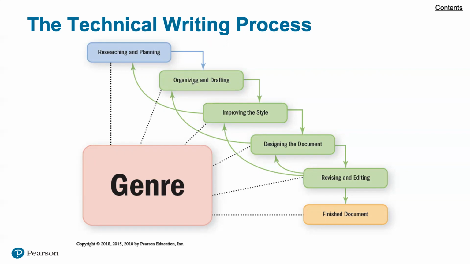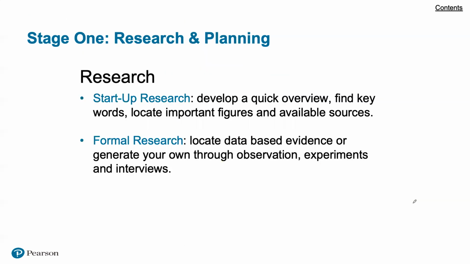Come up with an outline. Then you could have various drafts. You can then try to improve the style. What is the way that you could be communicating these ideas that would be most effective? Designing the document, and finally revising the document. And when you've reached the finish line, you're going to have a finished product. And so these are things that you can be considering. So we'll take these one at a time here.